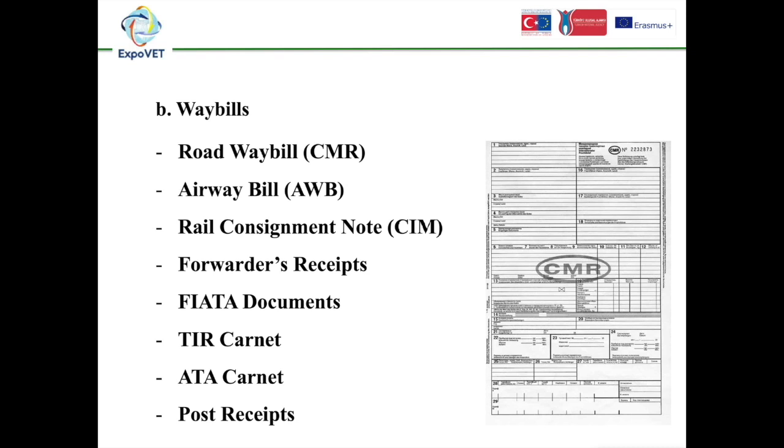The carrier is responsible for the partial or complete loss of the goods and any damage that may occur from the moment they are received until they are delivered.